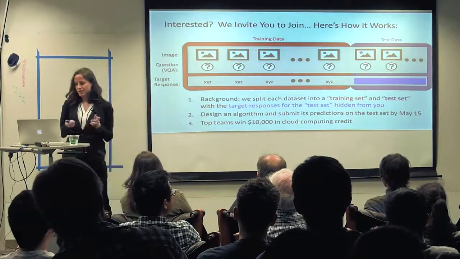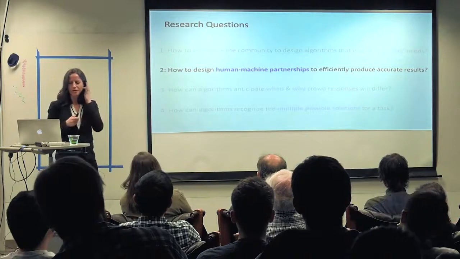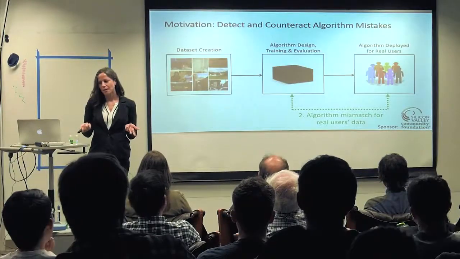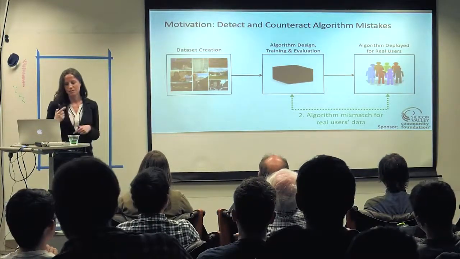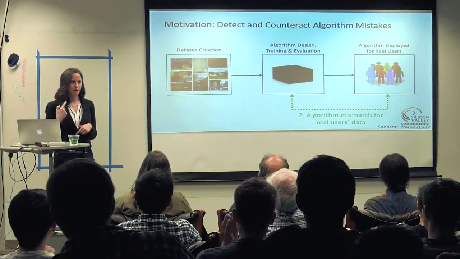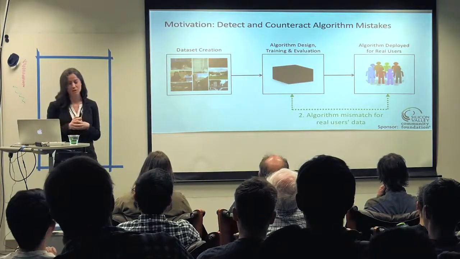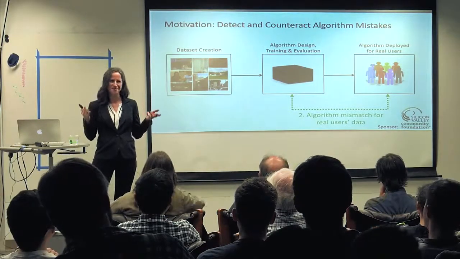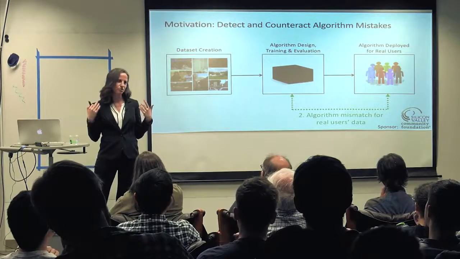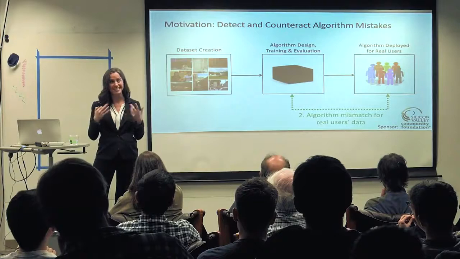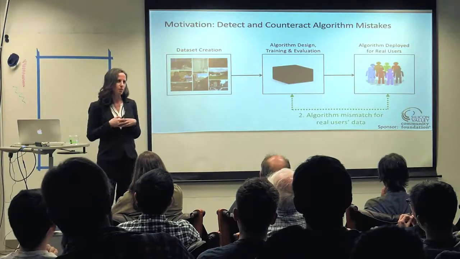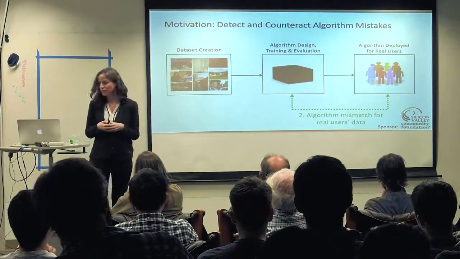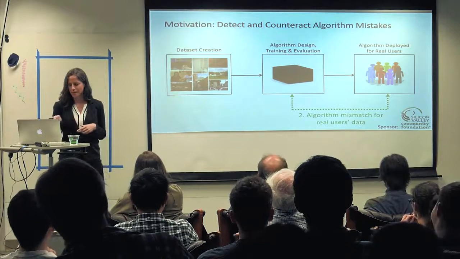Great. Okay, so at this point, I want to shift to discussing how to design human-machine partnerships to efficiently produce accurate results. In this case, the motivation is that there's an algorithm mismatch for real users' data. This work has received lots of funding from the Silicon Valley Community Foundation. Priscilla Chan and Mark Zuckerberg are trying to spend 95% of their funds before they die. Part of that is to figure out how to prevent and treat many diseases. And they funded our project in helping them understand how cells, to build tools to analyze cells in the human body. And so this work is sponsored in part by them.